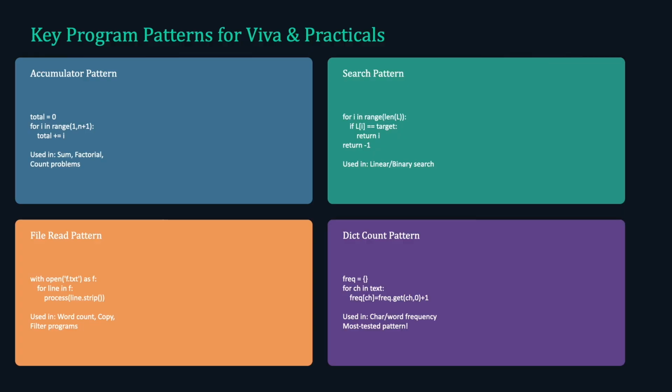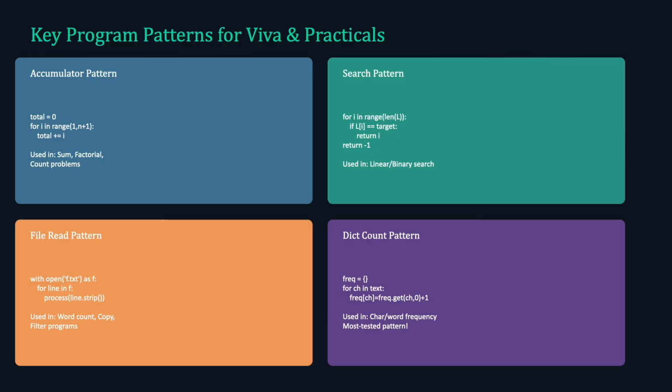Four patterns appear in almost every program. The accumulator pattern: initialize total to 0, loop through values, add each one. Used in factorial and counting problems. The search pattern: loop through the list with index, compare each element to the target, return index if found. Used in linear and binary search.